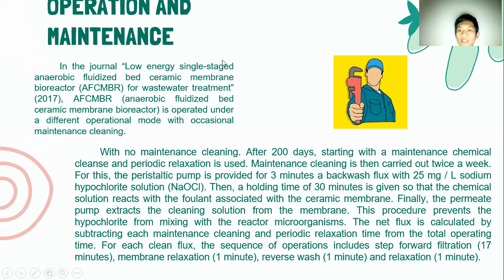The net flux is calculated by subtracting the maintenance cleaning and periodic relaxation time from the total operating time. For its clean flux, the sequence of operation includes forward filtration, 17 minutes, membrane relaxation 1 minute, reverse wash 1 minute, and relaxation 1 minute. Okay, next.